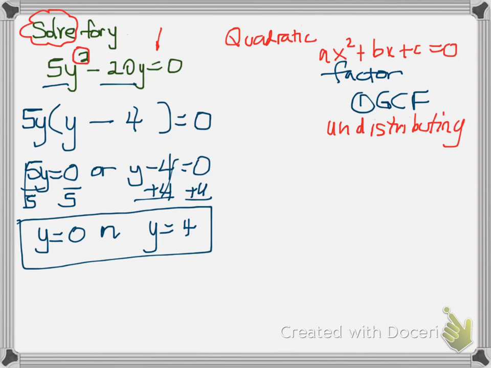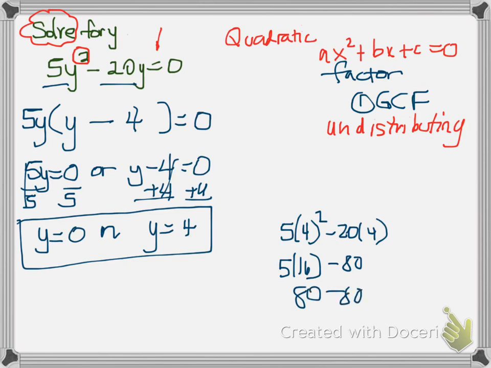And then plugging in the 4, what would that look like? It would look like this: 5 times 4 squared minus 20 times 4, okay? So I'm testing that 4 to make sure it works. So that would be 5 times 16. 20 times 4 is 80. And if you multiplied 5 times 16, that's 80. So I'd have 80 minus 80, and 80 minus 80 is 0. And that's what I was supposed to get. So the 0 works and the 4 works, so we have 2 solutions.